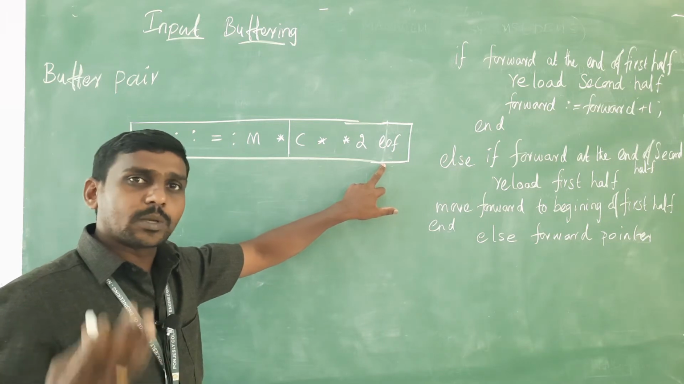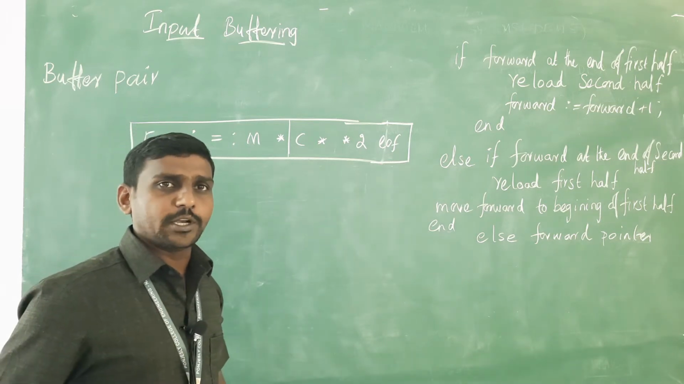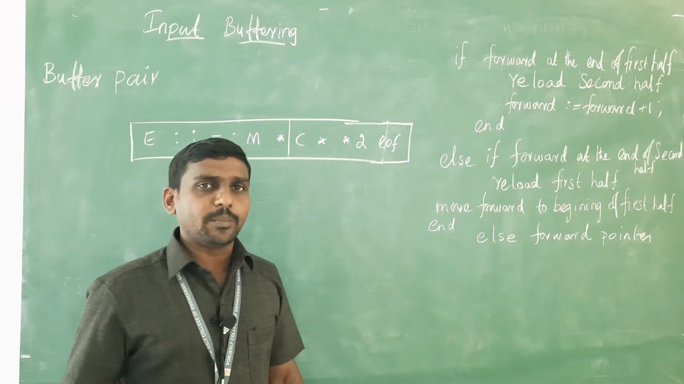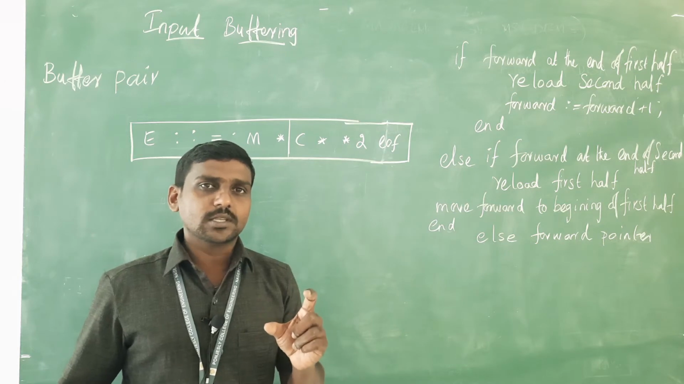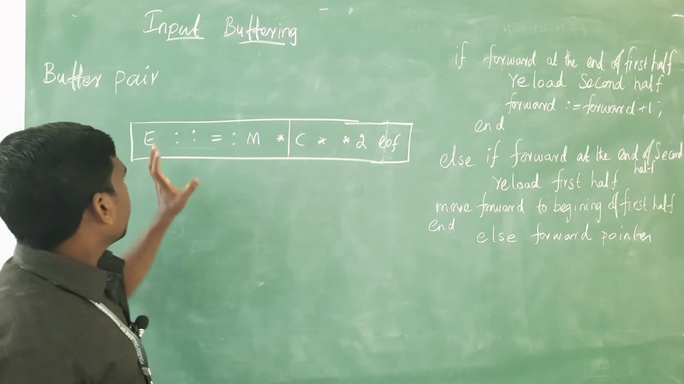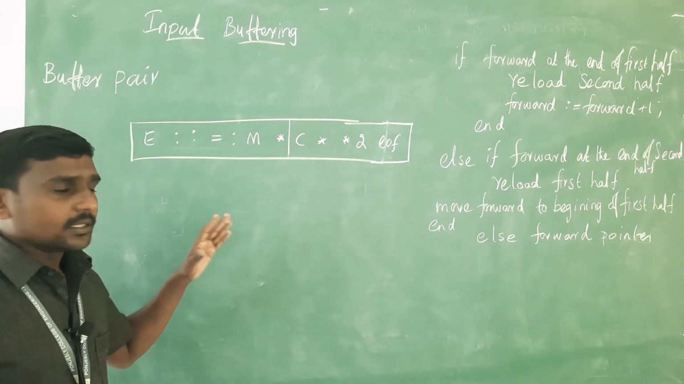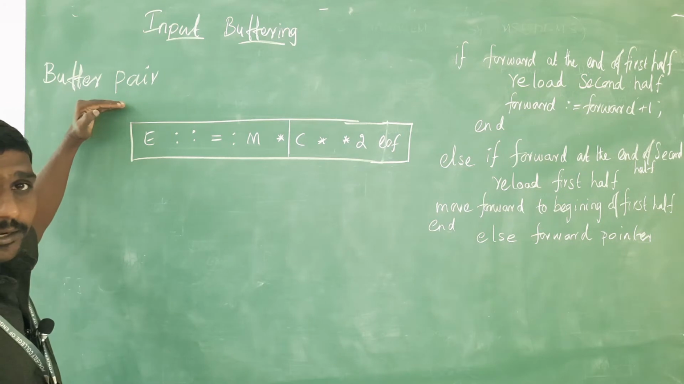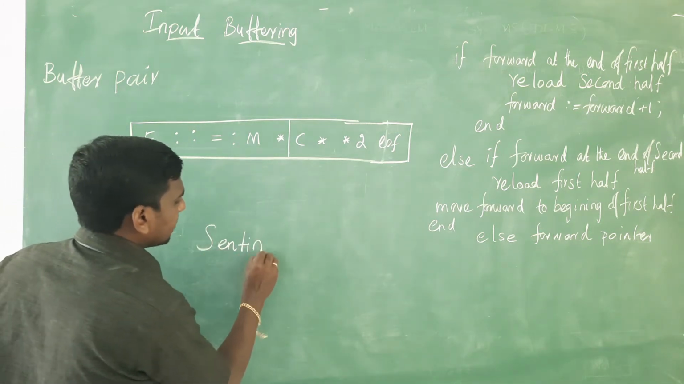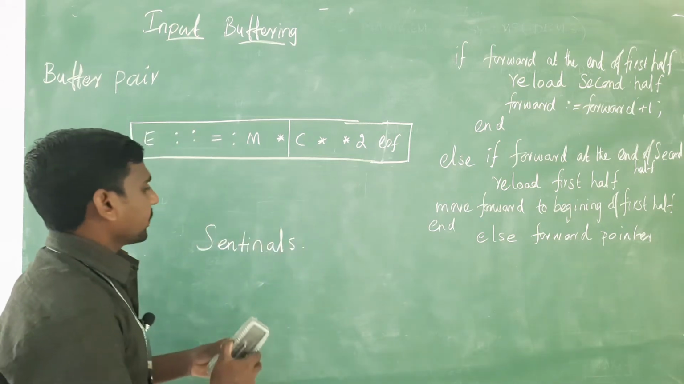How do we increase the portability of a compiler? I also taught you that in the previous class. To increase the portability of a compiler, we need special tools. To increase the efficiency of a compiler, we need buffering. There are two types of buffering techniques used in a compiler: one is buffer pair and the other is sentinels. First we will see buffer pair.